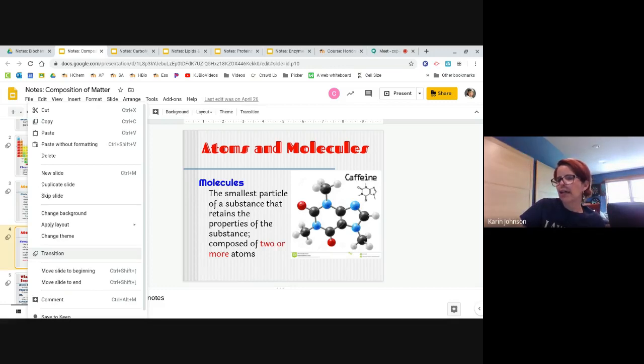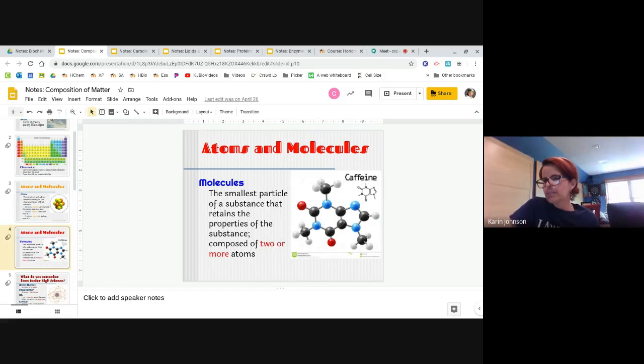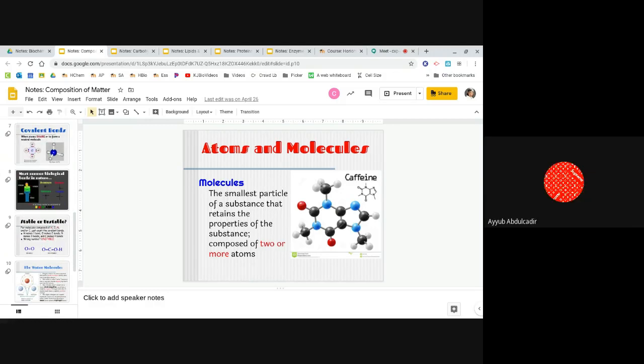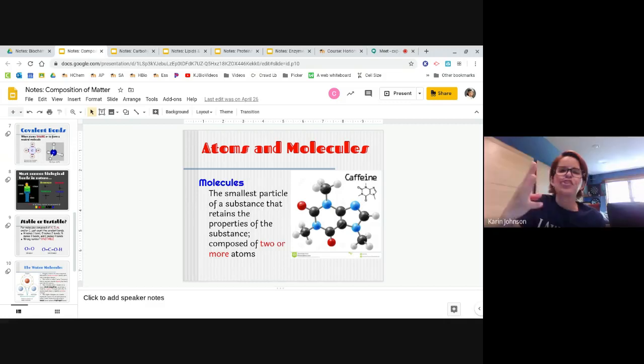Can anybody shout out number 2? Blank, blank, blank, and blank make up 96% of living matter. Who feels like they know what four elements make up 96% of our bodies and trees and everything that's living? Anybody? Is it nitrogen, hydrogen, oxygen, and carbon? It sure is. And who was that who just said that? Ayub, excellent, good.